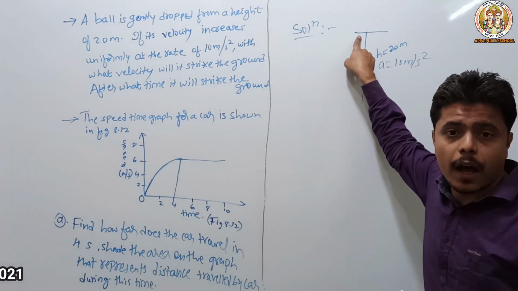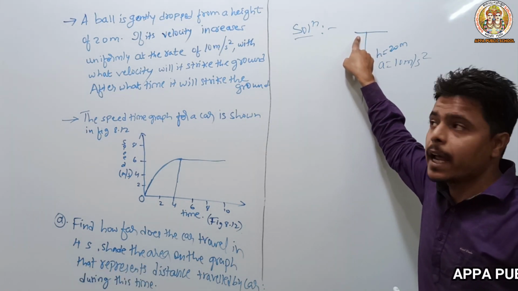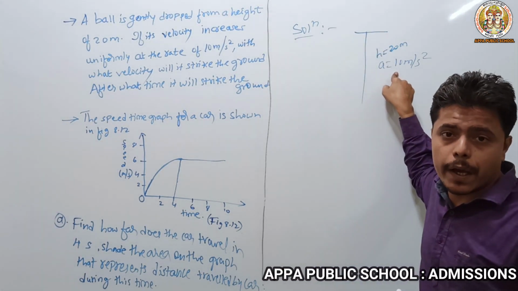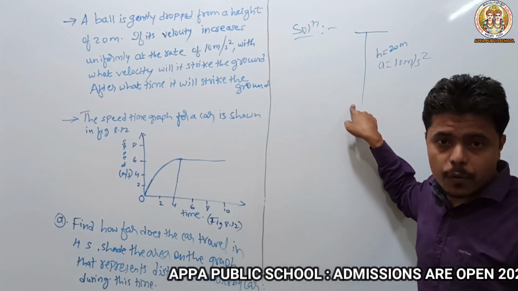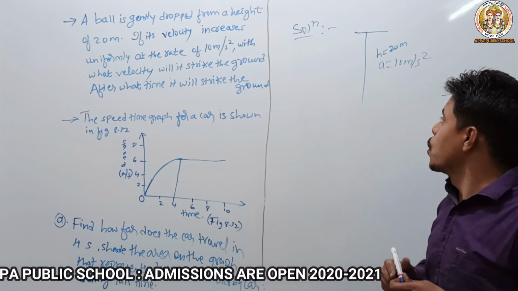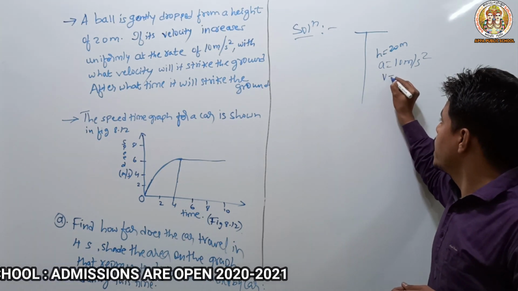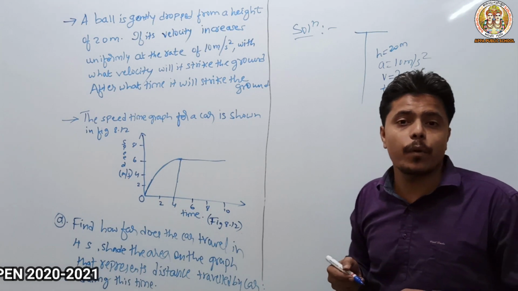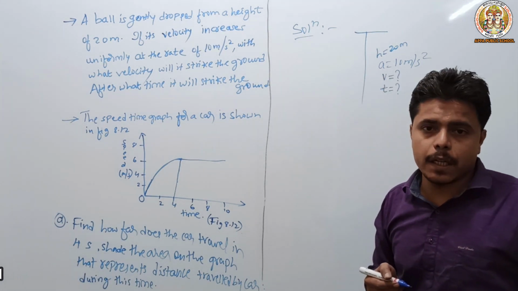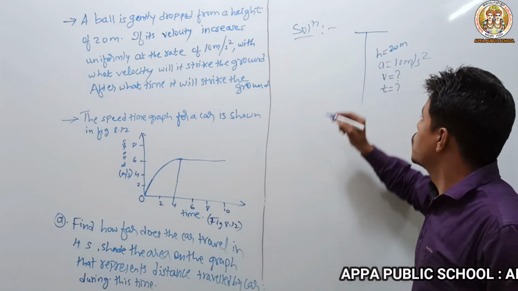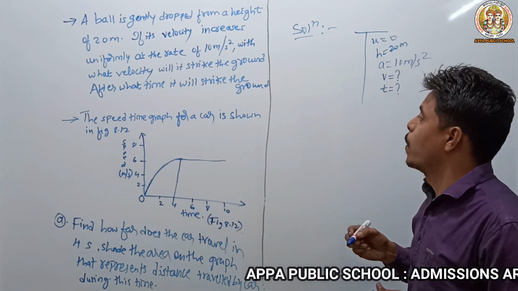The ball is thrown from a height of 20 meter, with acceleration 10 meter per second square. With what velocity is it going to fall on the ground and what time has it taken to strike the ground? So we are going to calculate v is equals to question mark and t is equals to question mark, the final velocity and time taken. If a ball is thrown from a height, u is equals to 0.